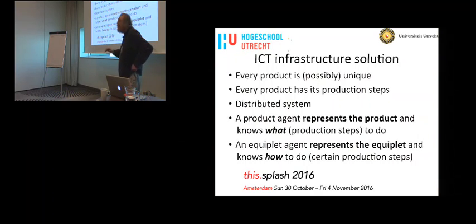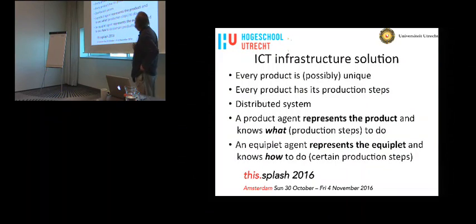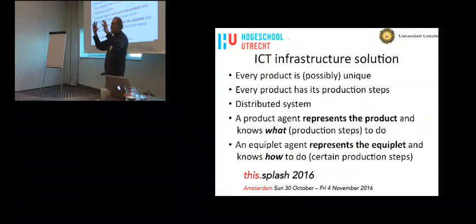It's a distributed system. Now, very important: a product agent represents the product to be made and knows what production steps to do. An equiplet agent represents the equipment, the little machine, and knows how to do certain production steps. So you see, there will be a close cooperation between product agents and equiplet agents to make the product.